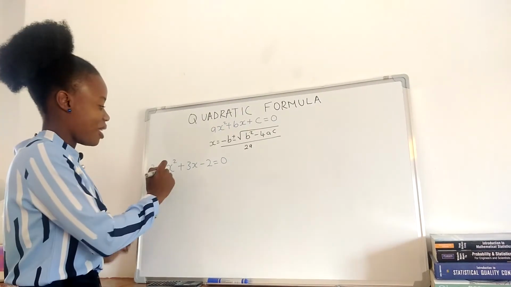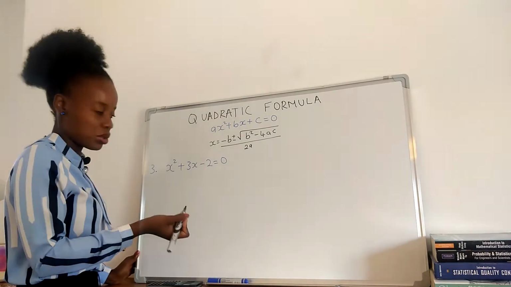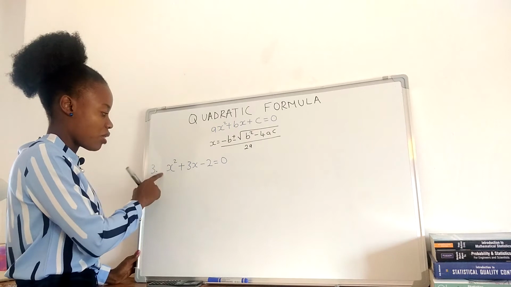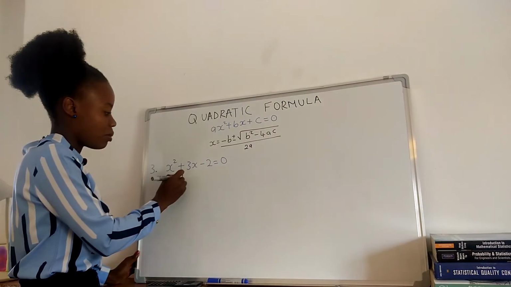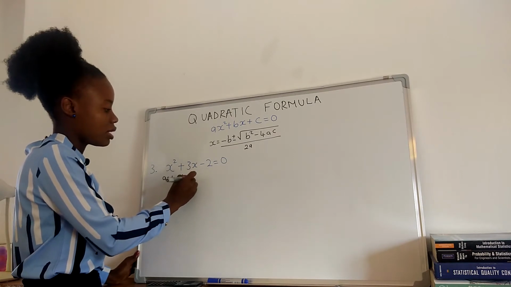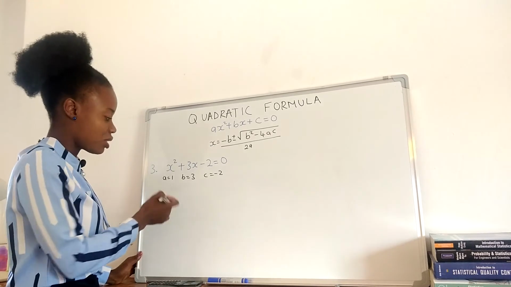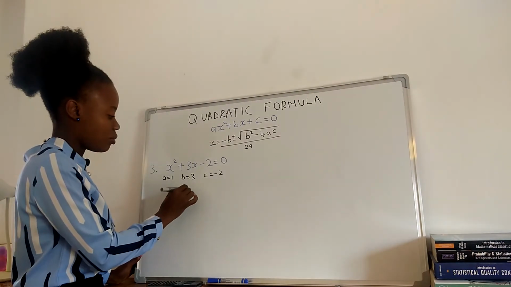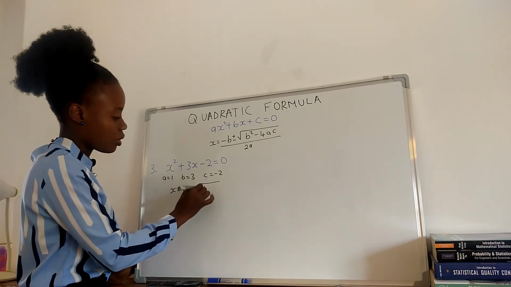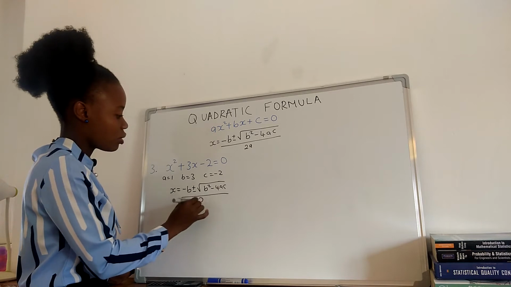Number 3, we have x squared plus 3x minus 2 equals 0. The coefficient of x squared is 1, so our a is 1. Our b is the coefficient of x, which is 3, and our c is negative 2. After that you write your formula: x equals negative b plus or minus square root of b squared minus 4ac all over 2a.